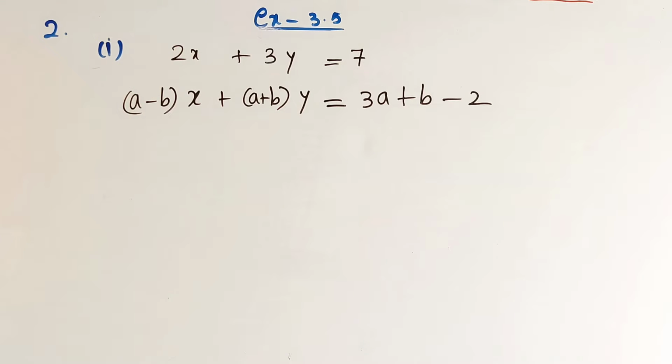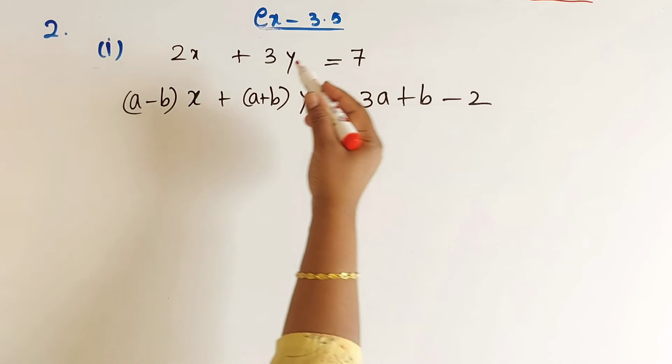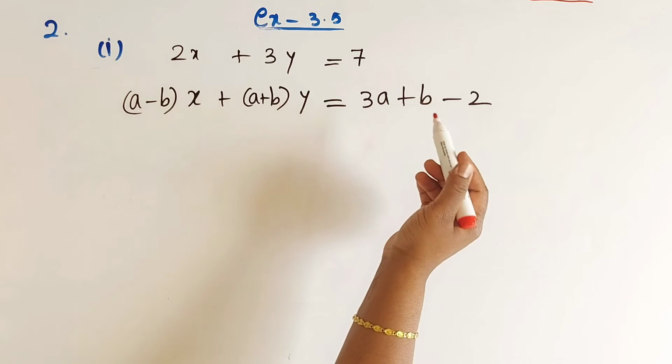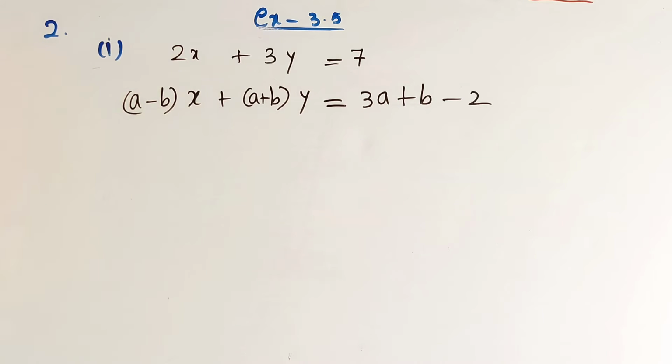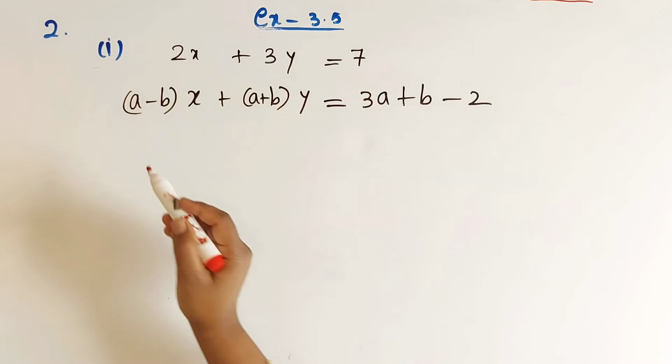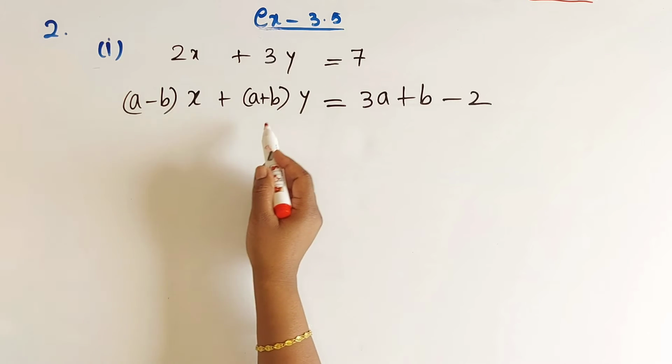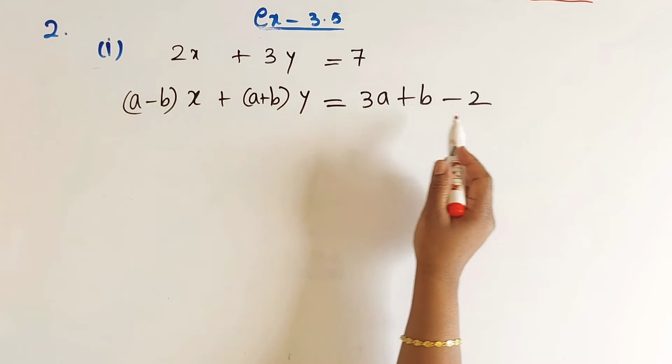Second question, first one, children. For which values of a, b does the following pair of linear equations have an infinite number of solutions? Right, children? They have given 2x plus 3y equal to 7, and a minus b of x plus a plus b of y equal to 3a plus b minus 2.